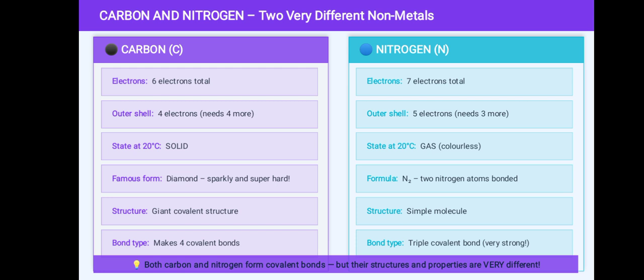Now let's meet two elements today. These are carbon and nitrogen. Both are nonmetals. Both form covalent bonds, but they are incredibly different from each other.